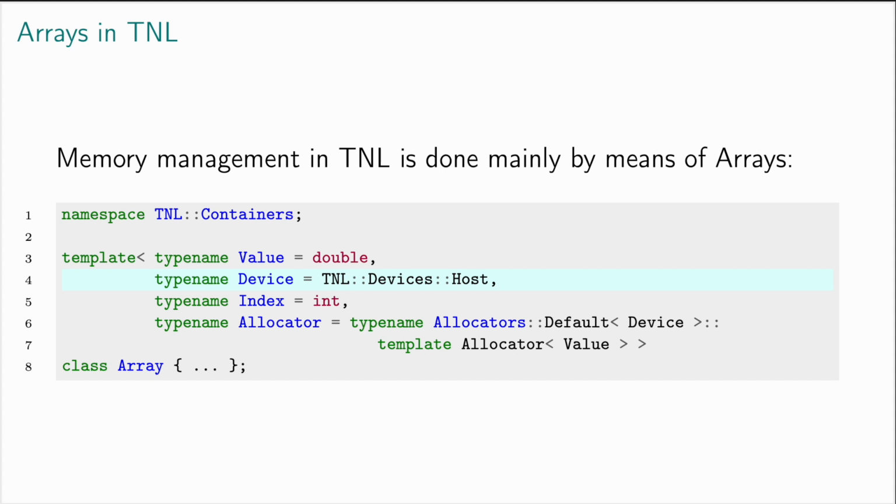By default, it's set to TNL devices host, but you can also set it to TNL devices CUDA if you want the array on the GPU. The third parameter index specifies the type used to index array elements. We also have an allocator parameter, but we will not delve into that right now.